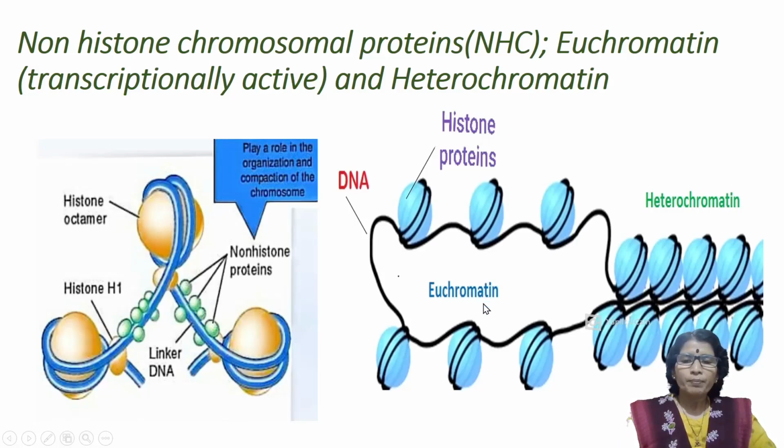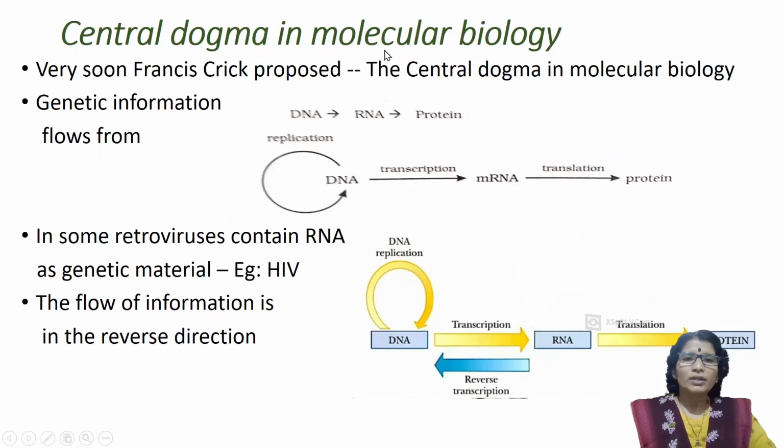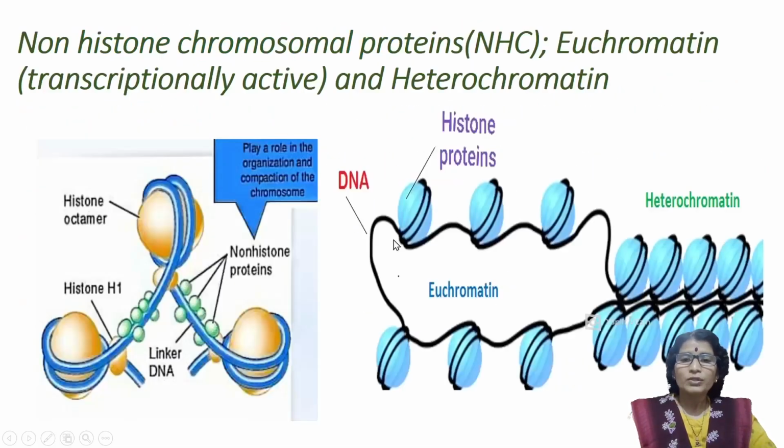What is the importance of this euchromatin? Euchromatin is transcriptionally active. Transcriptionally active means, as I explained in the central dogma theory, the DNA by the process of transcription produces mRNA. So this euchromatin is active to make mRNA. Only this euchromatin is transcriptionally active and produces mRNA. This heterochromatin never produces mRNA.